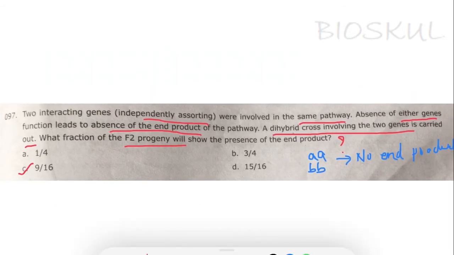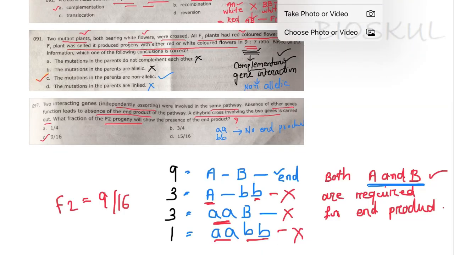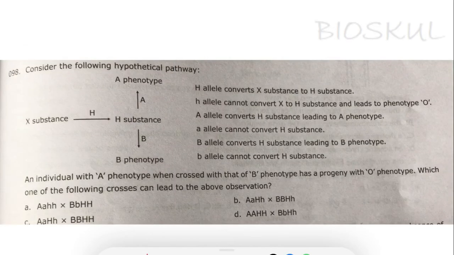You can solve any type of questions from gene interaction if you know the phenotypic ratio of F2 progeny of dihybrid cross. So let's solve one more question. This question is a little bit tricky, but it's really very simple. Let's solve this one. Consider the following hypothetical pathway.